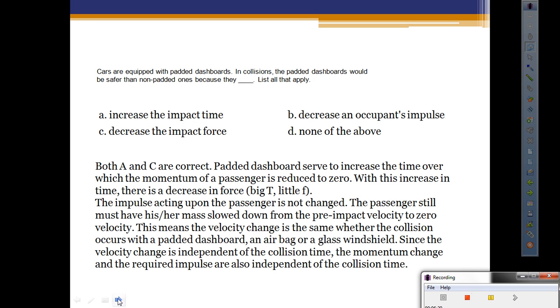Okay, cars are equipped with padded dashboards, and collisions with padded dashboards would be safer than non-padded ones because, all right, what we're hoping to do with those lovely little padded dashboards is decrease the force.